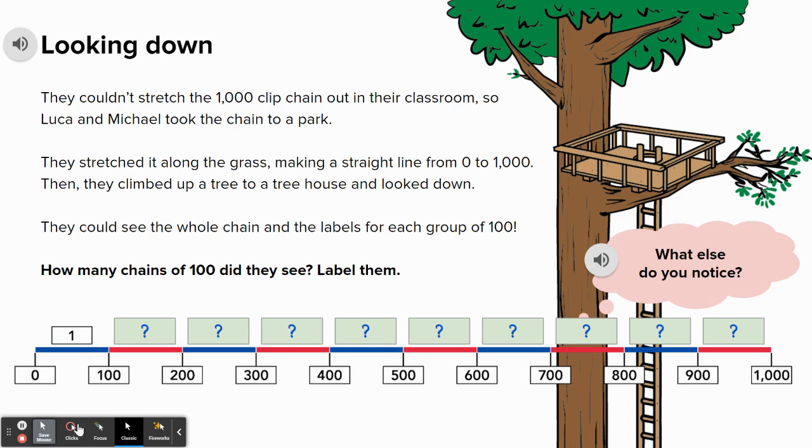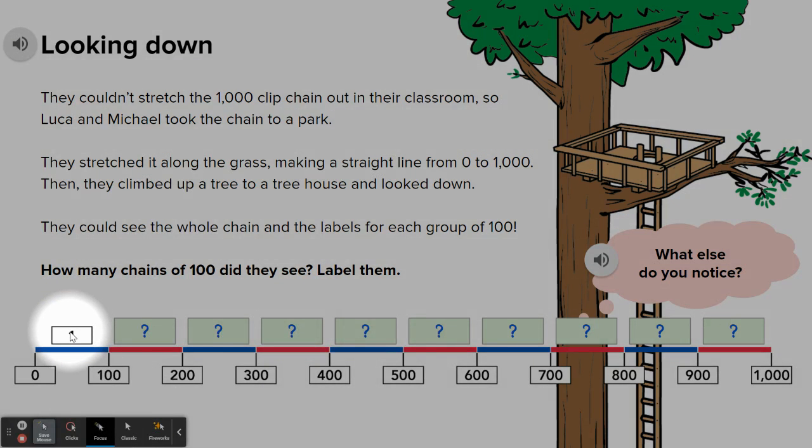We can see here that they labeled the first group of 100, 1. This is the second group of 100. This would be 2. Can you fill in and see how many chains of 100 they could see from the treehouse?